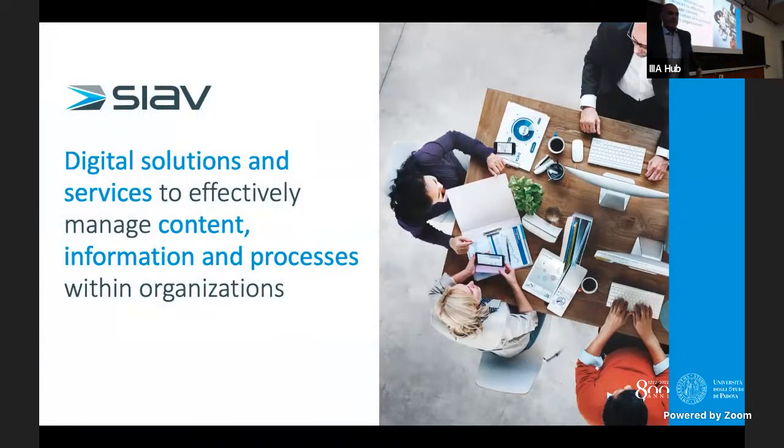Siav develops digital solutions and provides services to effectively manage content, information, and processes within an organization. We often hear about digital transformation, and this is a good way to understand what we do. We help companies work with documents, organize and process information, and collaborate in a paperless environment.